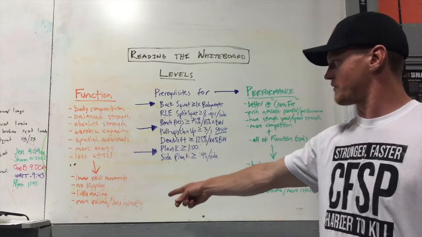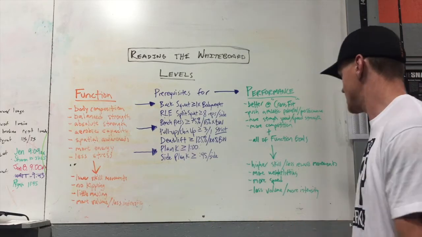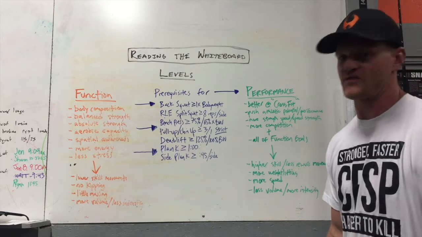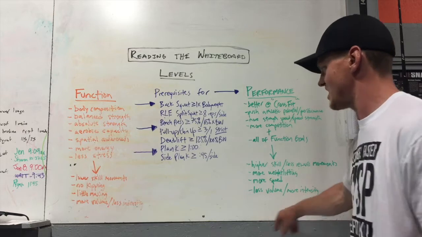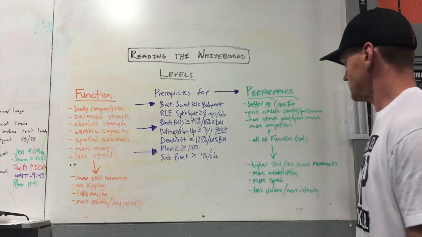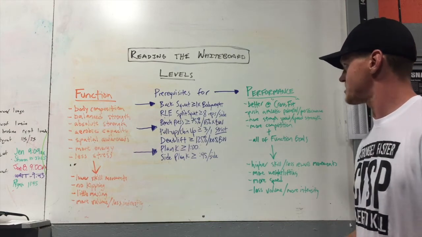So where function may be doing 3 sets of 10, which is 30 reps, someone in performance may be doing like 5 sets of 3, which is only 15 reps. But that weight should be much heavier, so it'll be more intensity than this, which will be a lighter weight, so less intensity. Hopefully that answers questions about that.